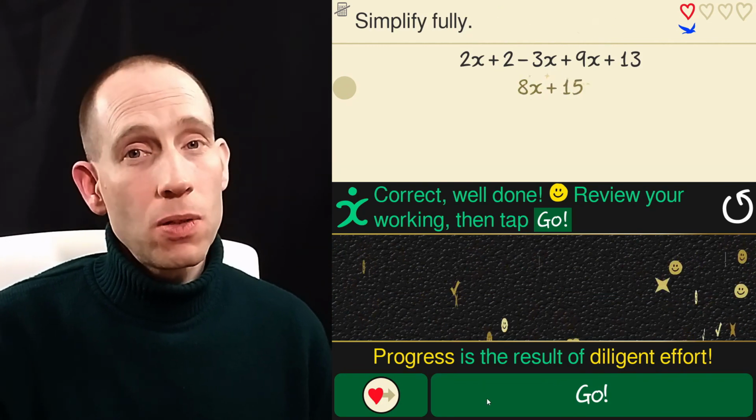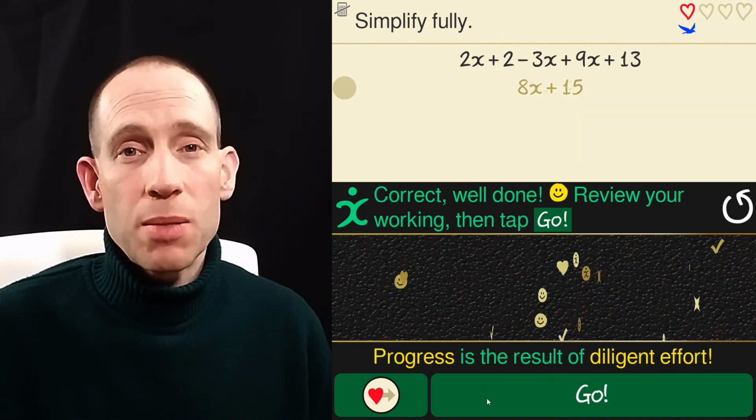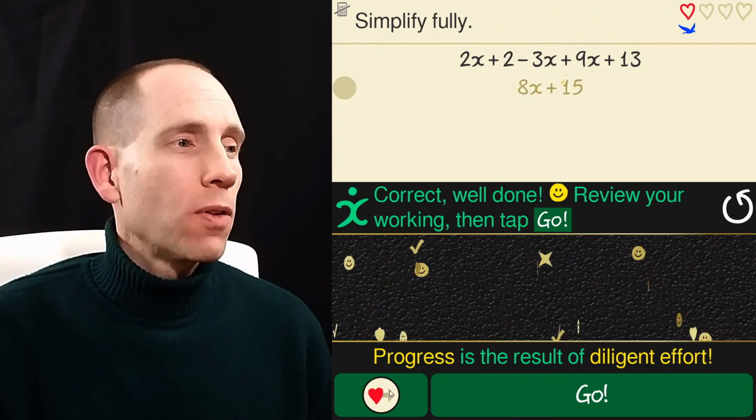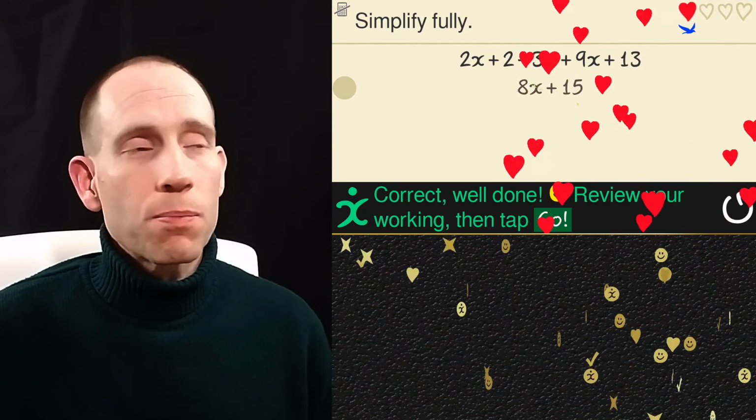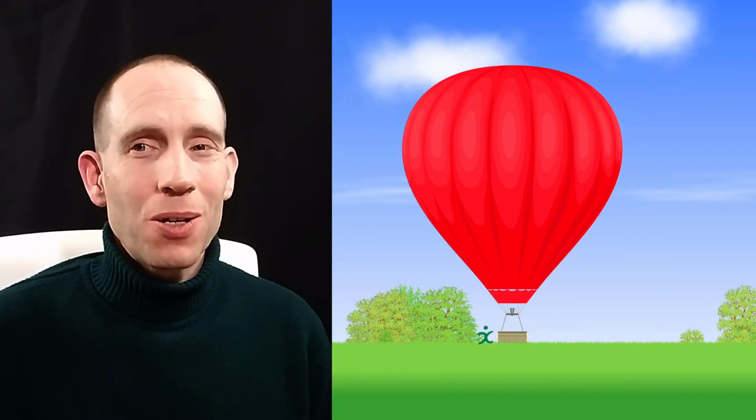As I say, don't spend too long doing things that you're finding easy, but do get the practice that you need. When you feel ready, we can press the progress button and watch the animations and move on to the next section. There we go.